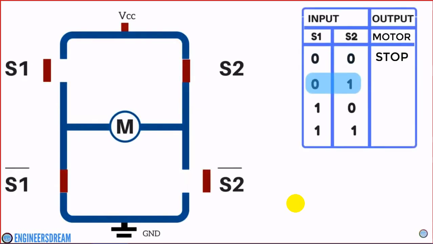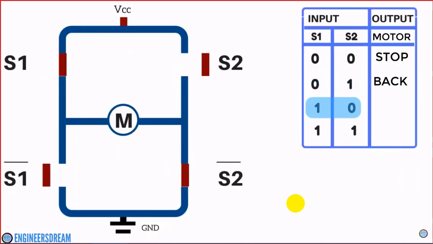Next, if we give an input of 0, 1, that is S1 is 0 and S2 is 1, then S1 will be open, S2 will be closed. Similarly, S1 bar will be closed and S2 bar will be open. So, when we give a condition of 0, 1 or low, high, then the current will flow from VCC to S2, then to the motors. From the motors, it will go to the S1 bar, and from the S1 bar, it will go to the ground. And in this case, our motors will move, but it will move in the backward direction. So guys, at low, high, the DC motor will move backward.